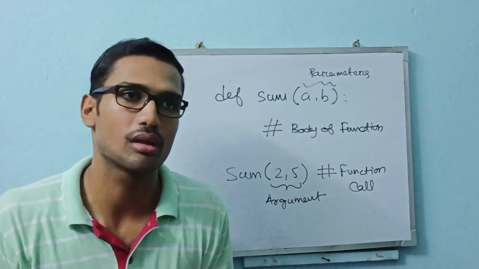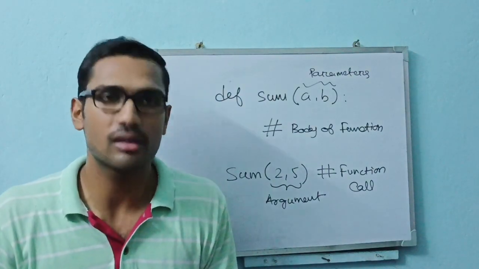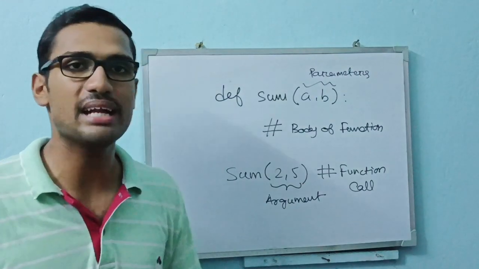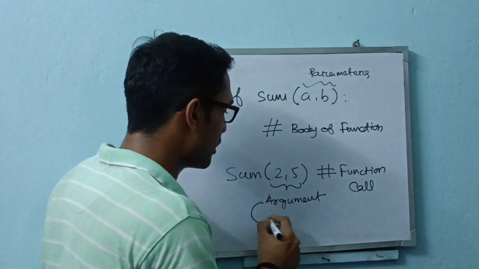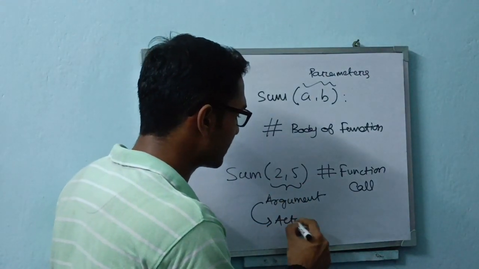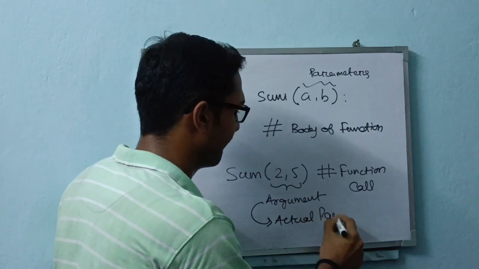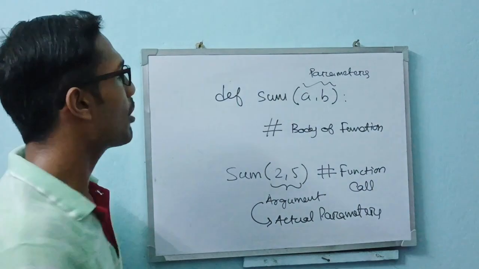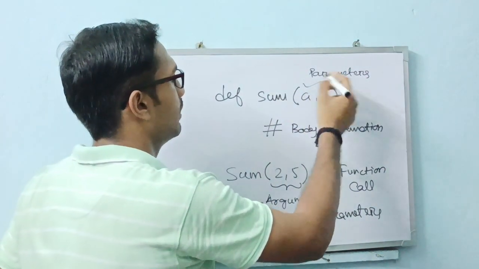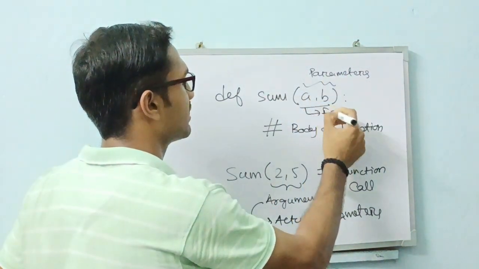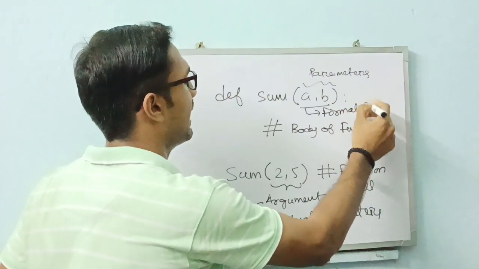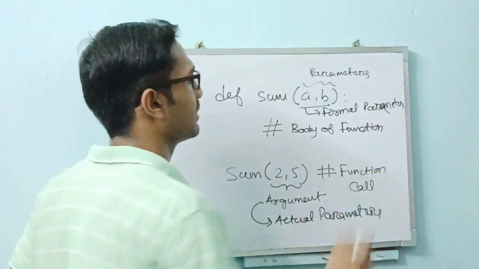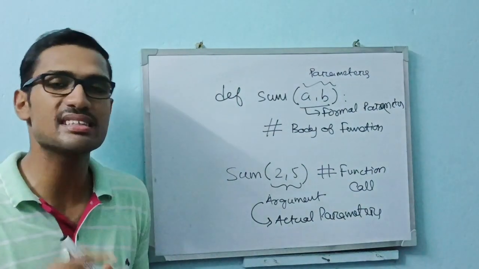Now there are two terms used in the case of arguments: in case of arguments we use the term actual parameters, and for parameters we use the term formal parameters, and the definition remains the same.